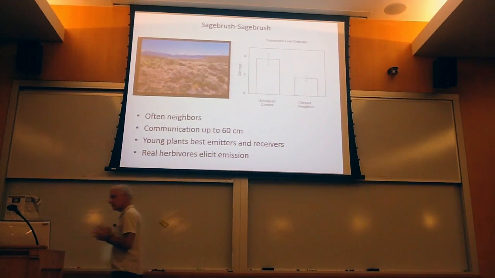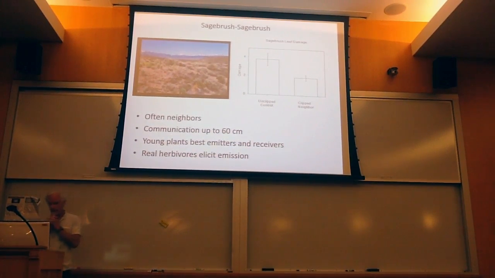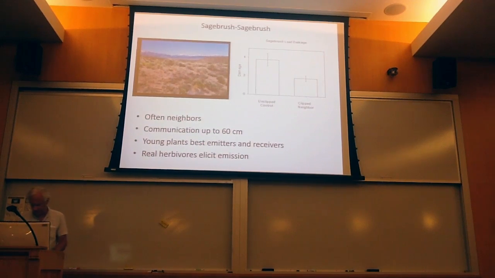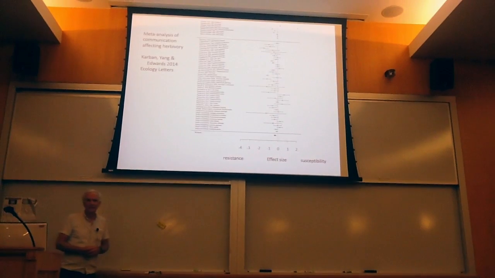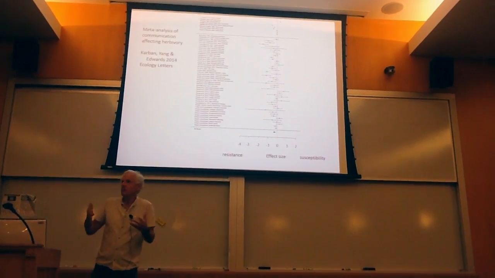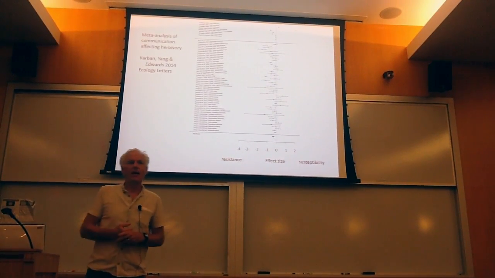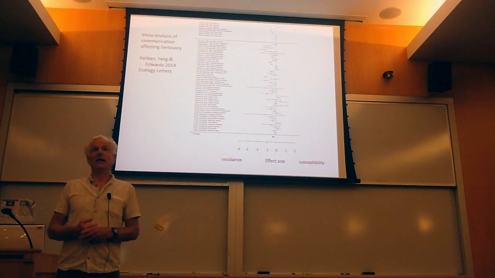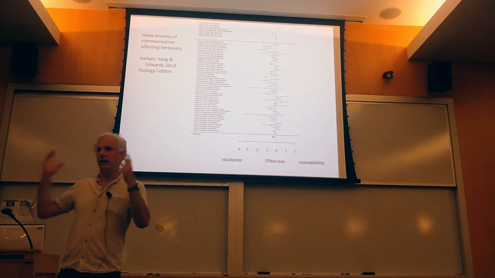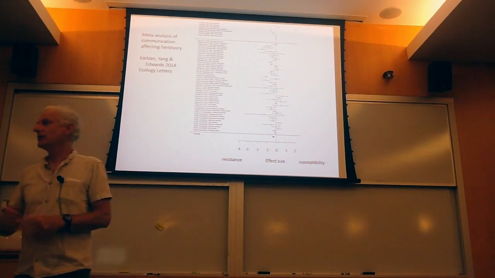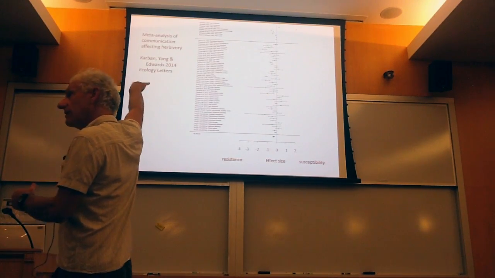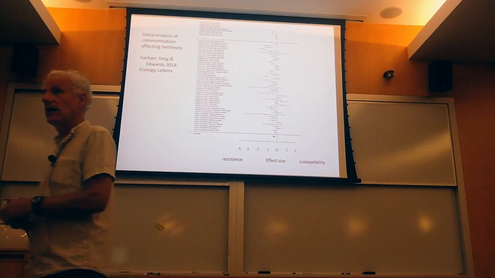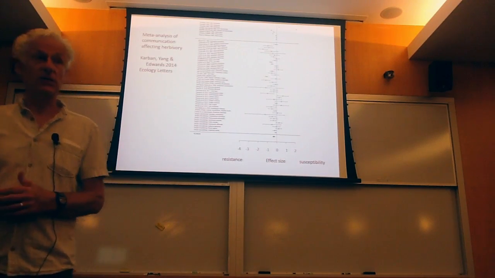Okay, so this is a result that we can get repeatedly. Well, is sagebrush some weird plant that's out there? This is a meta-analysis. This is a table that I don't expect you to be able to read, but each of the rows is a different plant species, a different study.